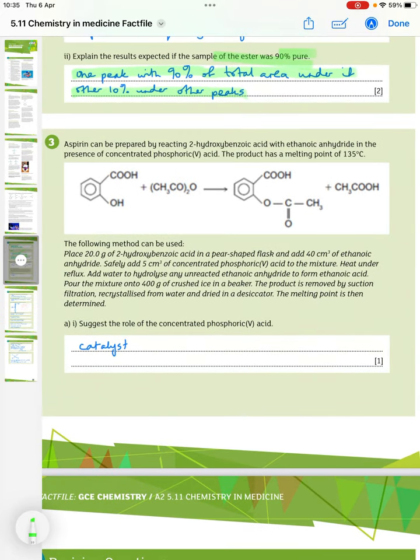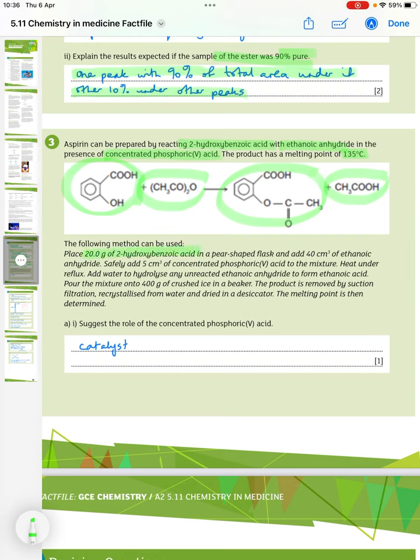So next question is a huge big long one about the method for production of aspirin. So it says aspirin can be prepared by reacting 2-hydroxybenzoic acid with ethanoic anhydride in the presence of concentrated phosphoric acid. So the product has a melting point of 135 degrees. And we see here, this is the 2-hydroxybenzoic acid, the ethanoic anhydride, and then the aspirin and the acid being produced. So the following method can be used.